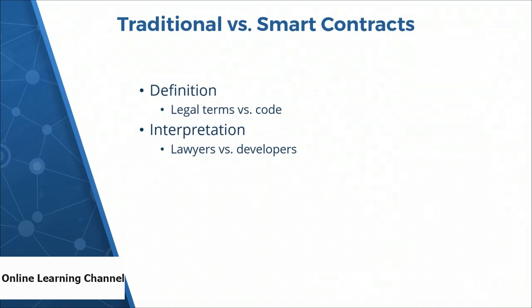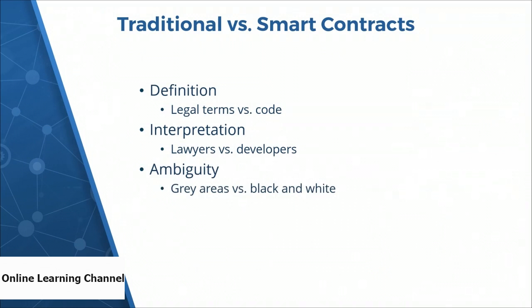The next point of distinction between the two is in terms of ambiguity. With traditional contracts, there could be several legal gray areas which need to be sorted out by either an arbiter or a judge. This is not the case at all with smart contracts, and because they are written in code, everything is very much black and white.